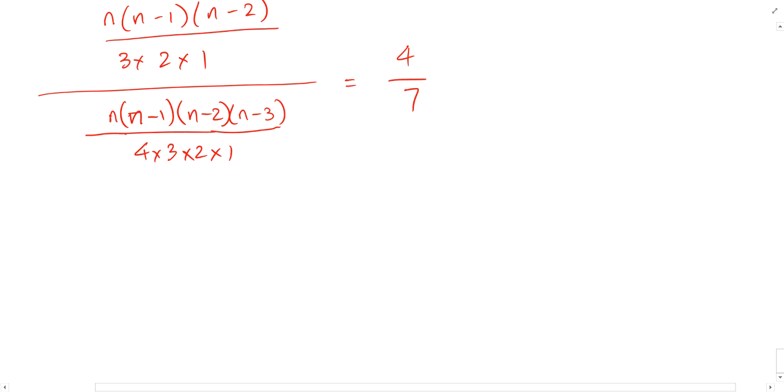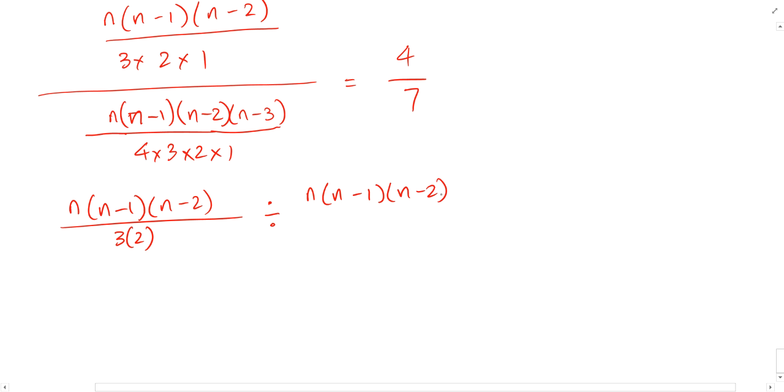Okay, there is a fraction in a fraction, right? So fractions in fractions are simply divisions, a fraction divided by another fraction. So on the left hand side, I'm going to rewrite it as n times n minus 1 times n minus 2 divided by 3 times 2 times 1, right? For a certain reason, I'll show you why I write it this way. So this is divided by n times n minus 1 times n minus 2 times n minus 3 divided by 4 times 3 times 2. And this is supposed to be equal to 4 over 7, am I right?